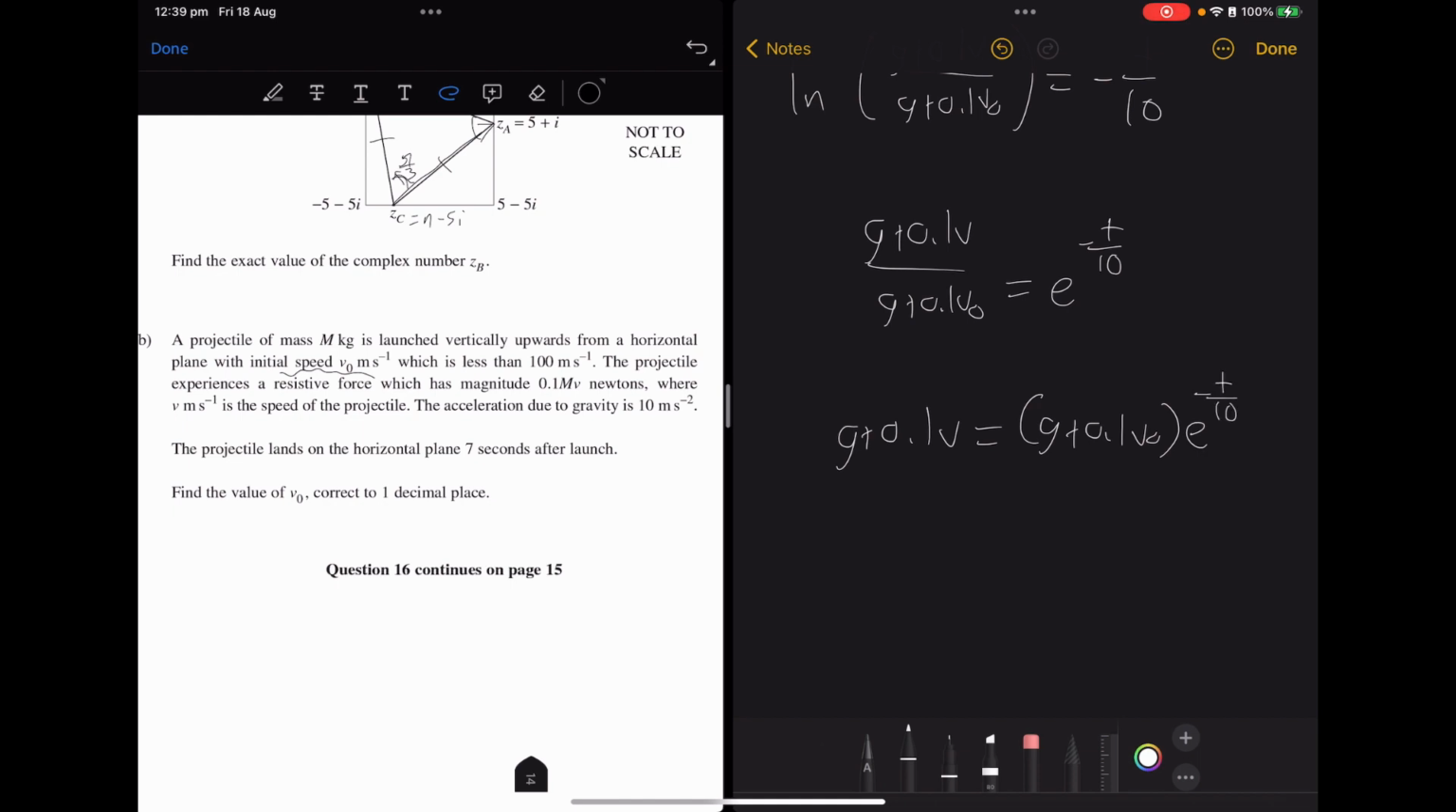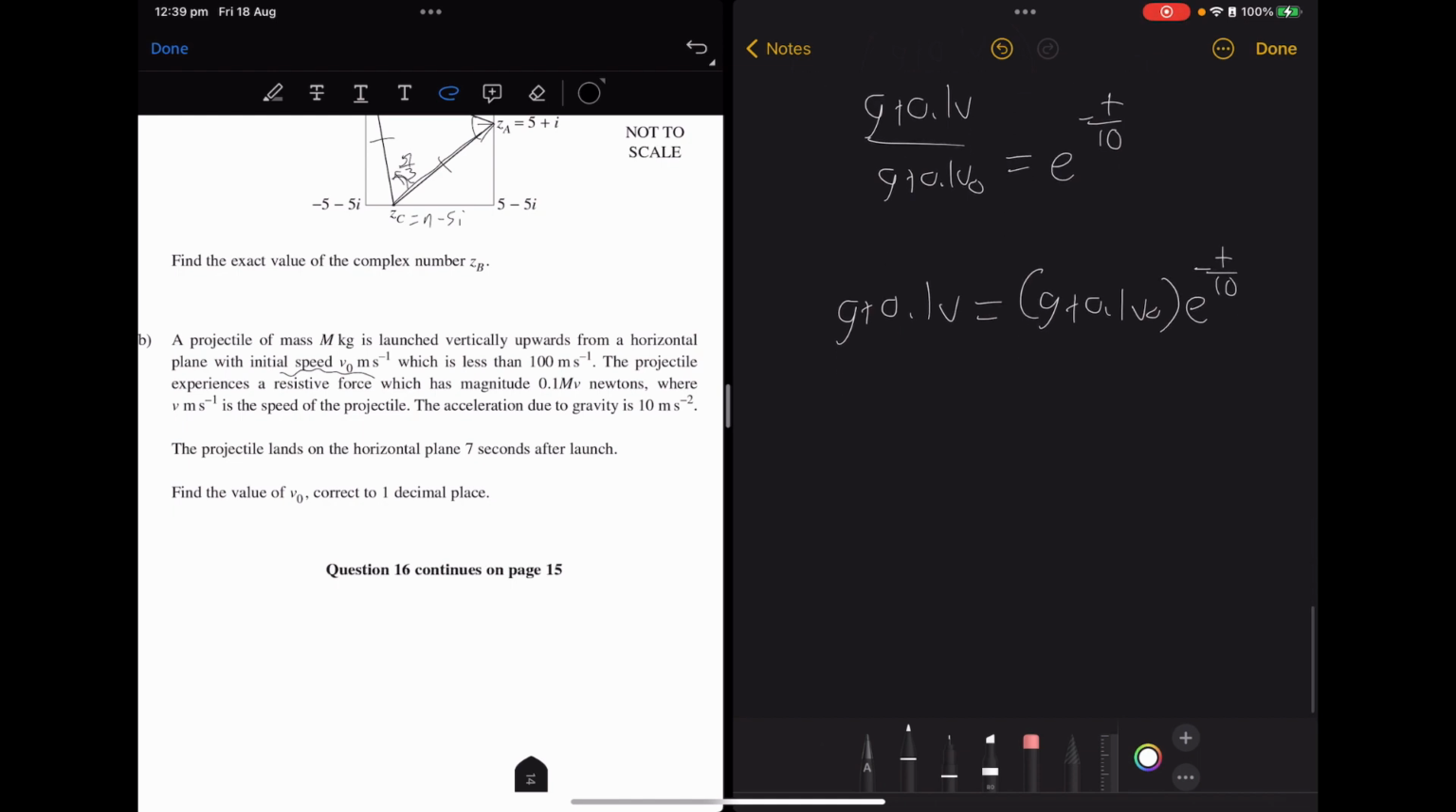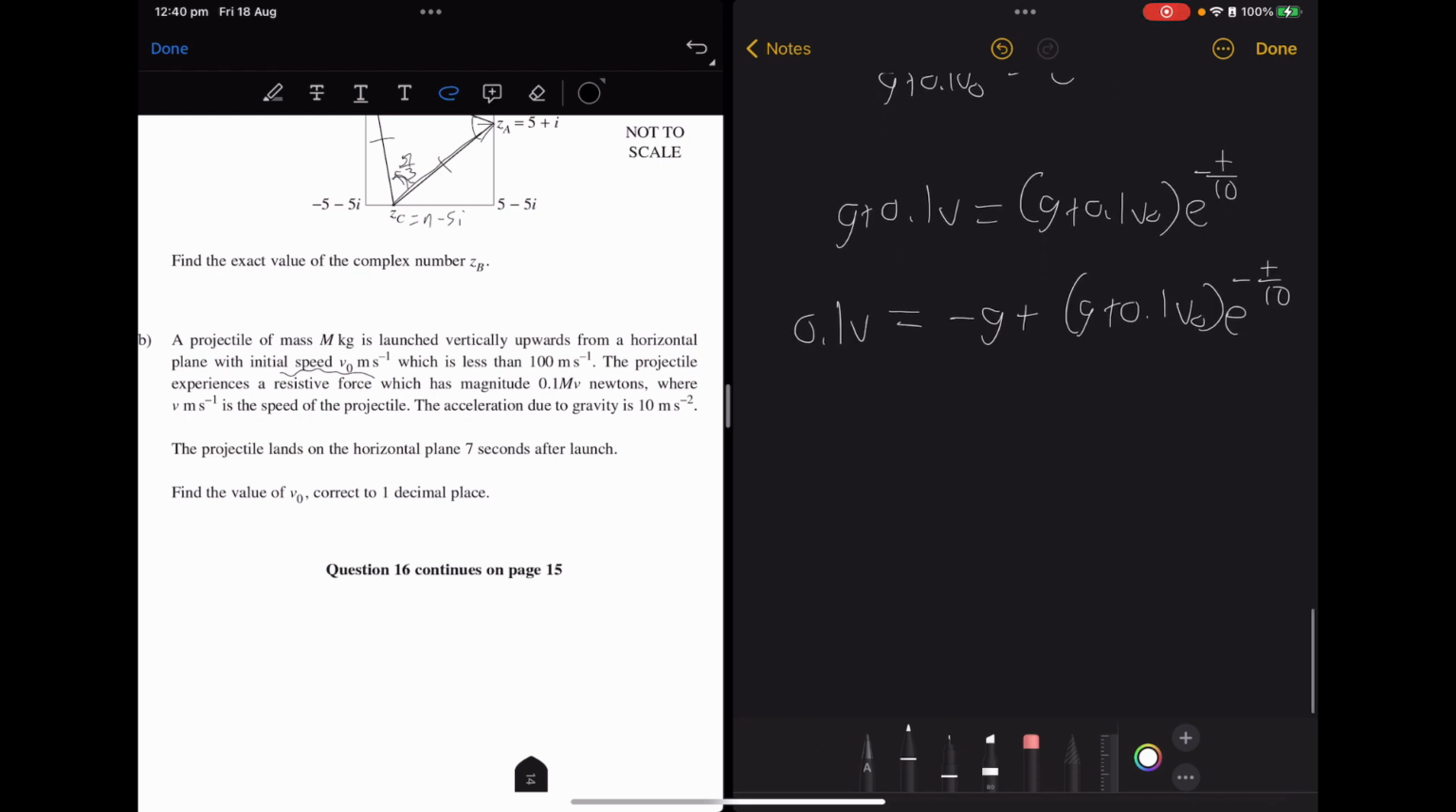And again, we want to let v be alone, so the 0.1 v is equal to negative g plus (g plus 0.1 v naught) e to the negative t over 10. And then finally we can rewrite our velocity as 10 times this entire thing: 10 times (negative g plus (g plus 0.1 v naught) e to the negative t over 10).